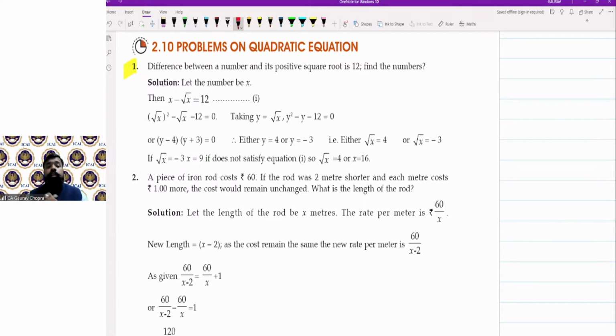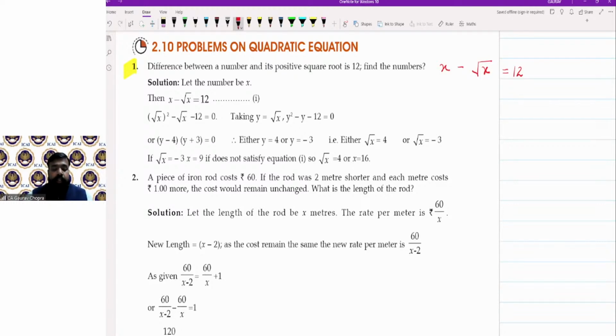The first one says the difference between a number and its positive square root is 12. Then find the numbers. According to this, we have to form one equation. So there is a difference. Between which is the difference? Let the number be x and its positive square root. The square root of the number is root x, so the difference of x and root of x is given as 12, so x minus root of x is equal to 12.